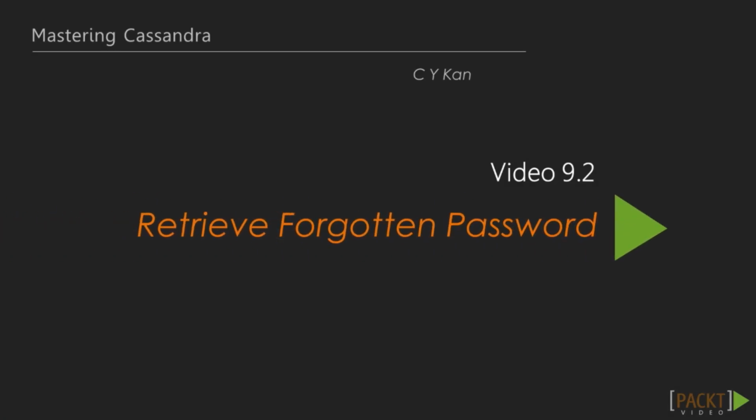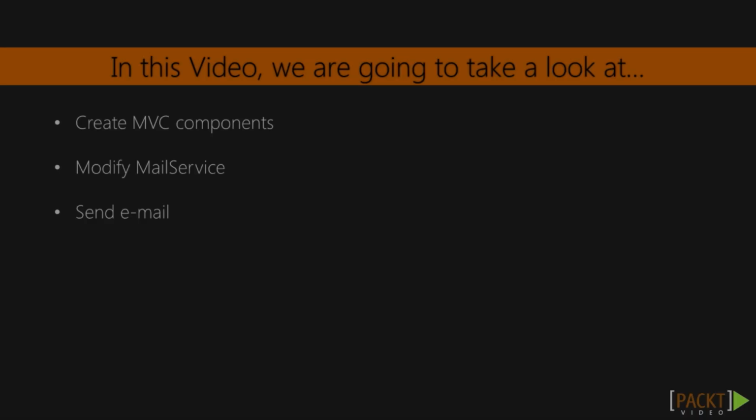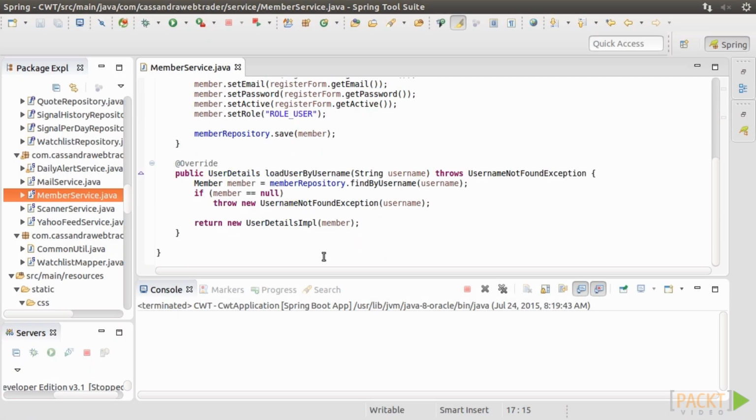Welcome to the second video of Section 9, Retrieving the Forgotten Password. In the last video, we used Spring integration to send an email alert to the members of Trading Signals. In this video, we'll supplement the application with a forgot password retrieval function. We'll create its MVC components, and we'll modify the mail service class as well. Because the forgot password function is for registered members only, we'll add its logic to the member service class.